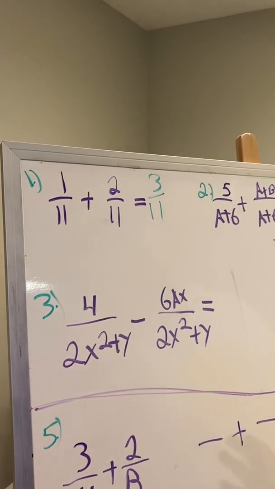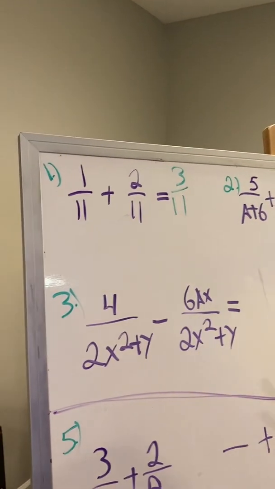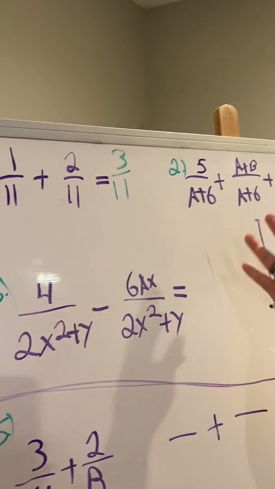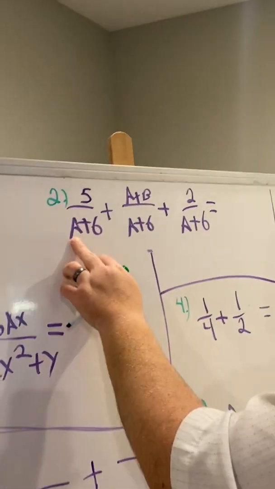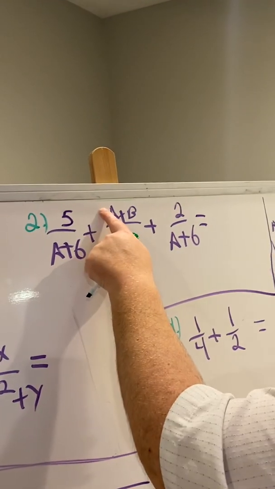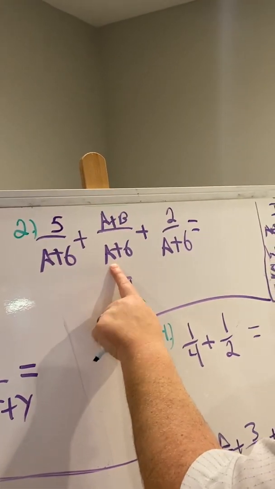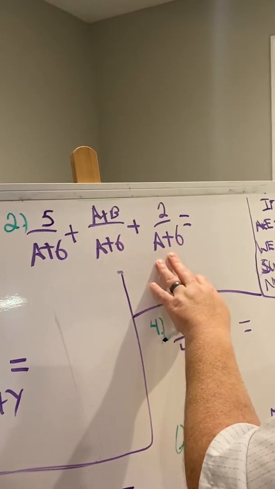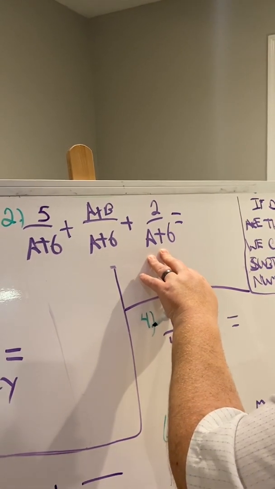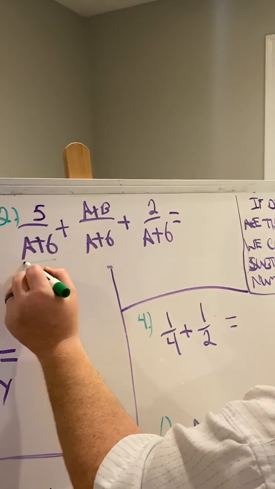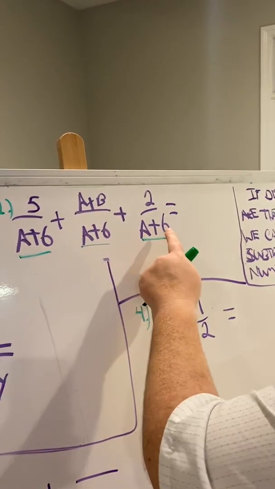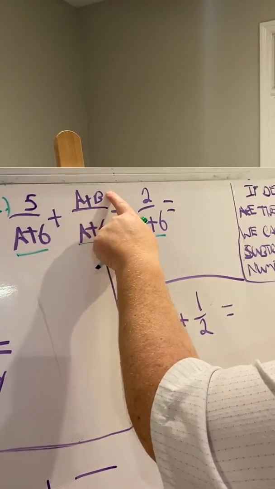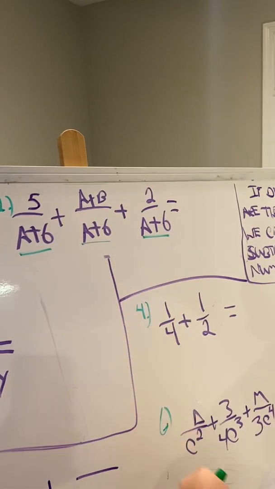But what happens when we mix in some letters? The variables kind of mix things up for us. Do they or do they not? I have 5 over a plus 6, I have a plus b over a plus 6, and I have 2 over a plus 6. But by the same rules, this denominator matches, and because it matches, I'm able to follow the rules up top, whether it's addition or subtraction.